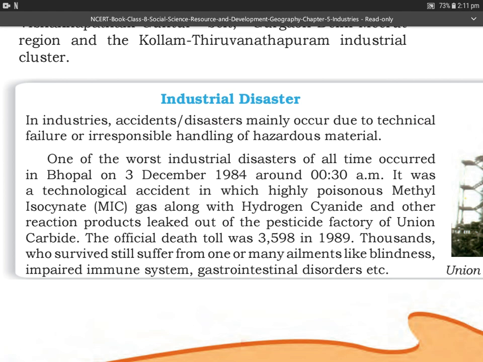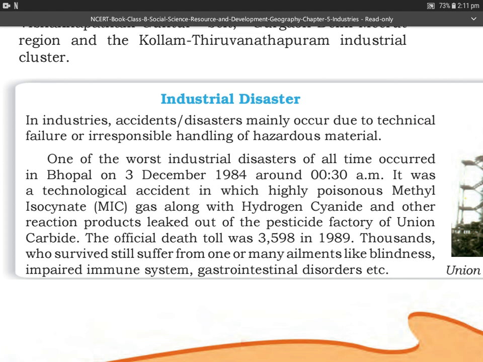So what is the meaning of industrial disaster? It is also called an industrial accident. It occurs mainly due to technical failure or irresponsible handling of hazardous material. Here they have given one such example that happened in India, at Bhopal. So let us understand how this deadly dangerous accident occurred. One of the worst industrial disasters of all time occurred in Bhopal on 3rd December 1984.